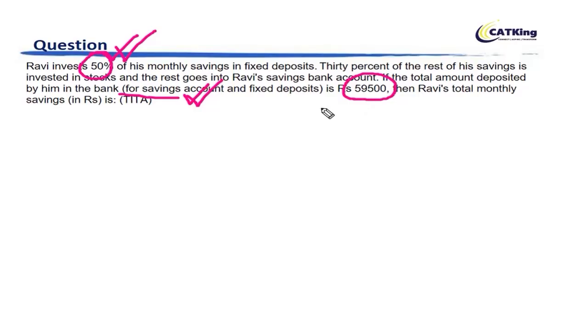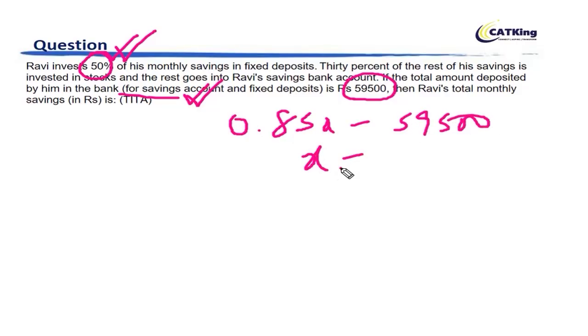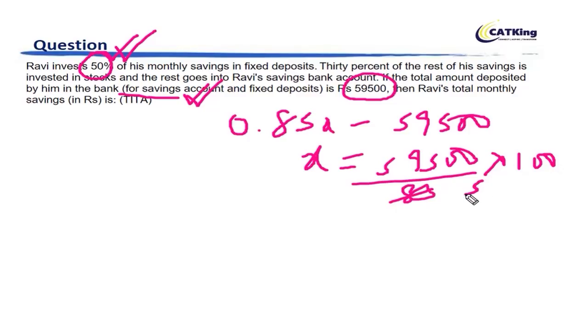That's the question. If 85% is 59500, right, then what is 100%? That's the question. So all you have to do is divide 59500 with 0.85. So 17 5 times, 17 3 and 5 and 5 7. So fastest you can go is write lesser number of steps in questions like this.